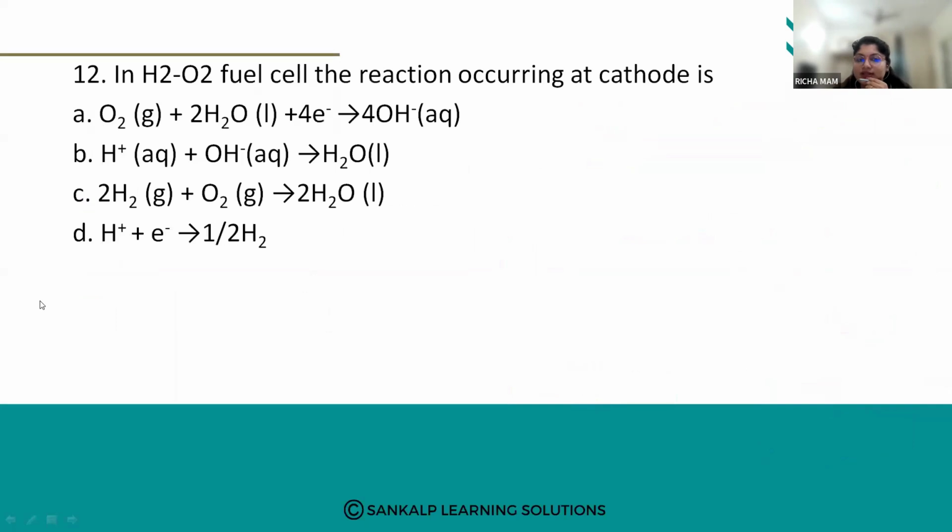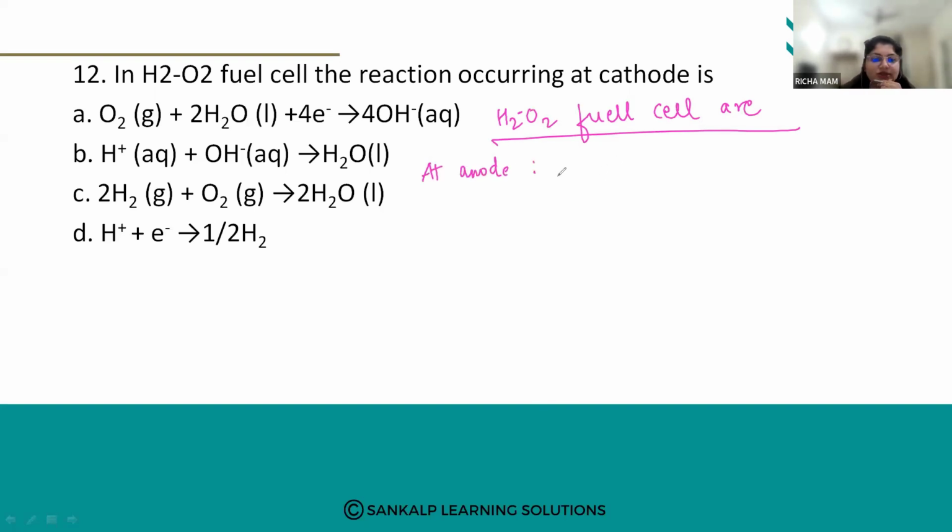In the hydrogen oxygen fuel cell, the reaction occurring at cathode is? So this is the question. All these fuel cells you are studying, the hydrogen oxygen fuel cell, the lead storage battery, all these batteries, you need to know the reactions, they are very important. In hydrogen oxygen fuel cells, what are the reactions at anode and at cathode? Please note it down.